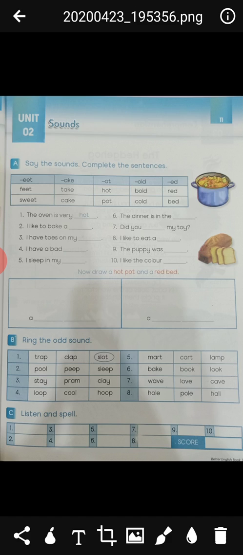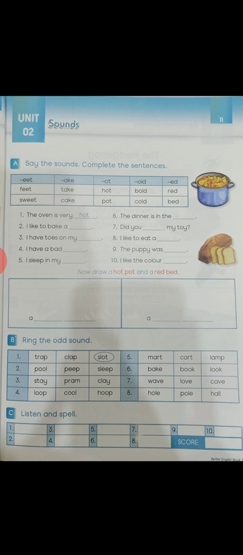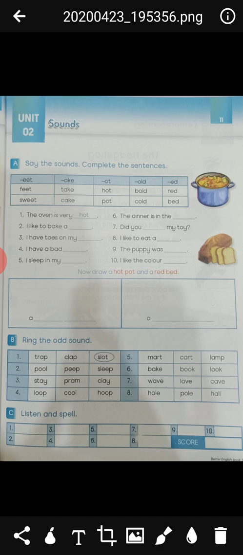Now we are going to fill in these blanks with the help of these words. The words given in the blocks above, with their help we will fill in the blanks given. For example, the number 1 is already solved. The oven is very hot. Number 2, I like to bake a dash.